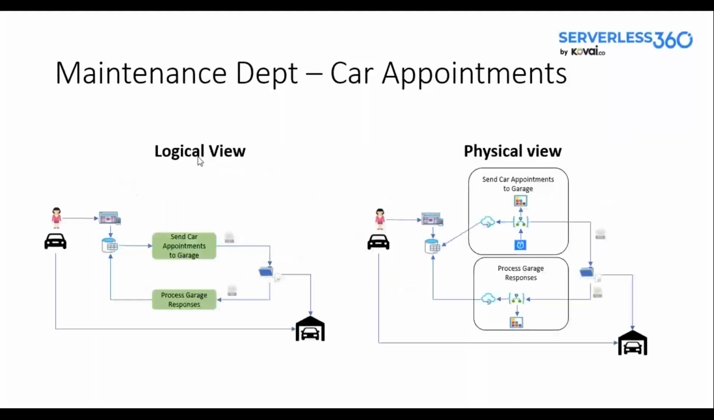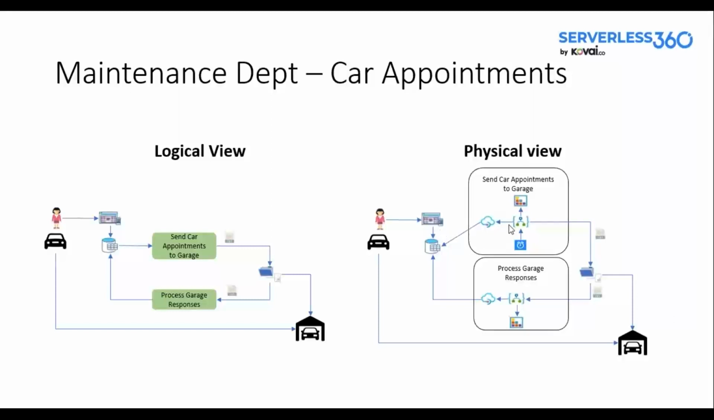So let us look at a logical view of this application, wherein I have a support person, that is a maintenance person, who goes on-site. She will collect the details of the car and she will send the appointment request to the garage. And the garage would process this request and then send the response back. When we look at the physical view of this application, how are we implementing it using the Azure services? That's how it looks.